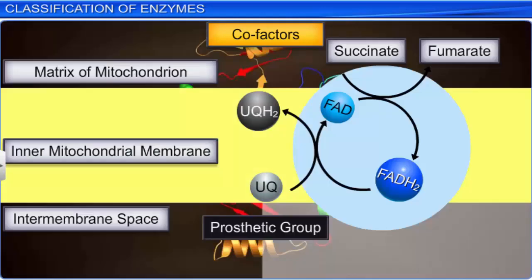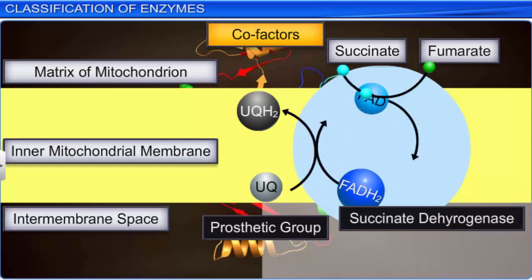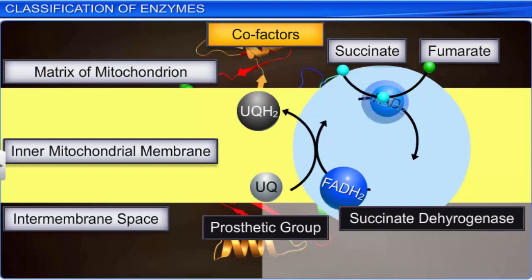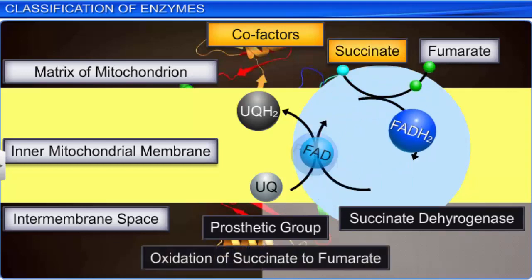Prosthetic groups are organic compounds that are tightly bound to the apoenzyme. For example, in the enzyme complex succinate dehydrogenase, FAD, or flavin adenine dinucleotide, is a prosthetic group that oxidizes succinate to fumarate in the 8th step of the citric acid cycle.